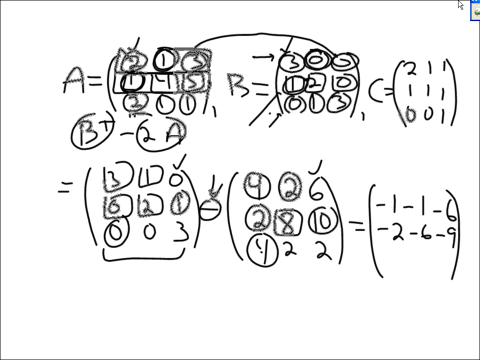Now, instead of this problem, I modify it a little bit. I don't just want B transpose minus 2A. I want B transpose minus 2A, transposed. So whatever B transpose minus 2A is, inside those parentheses, I want to transpose it. Well, I found out what B transpose minus 2A is. It's this. And I transpose it.